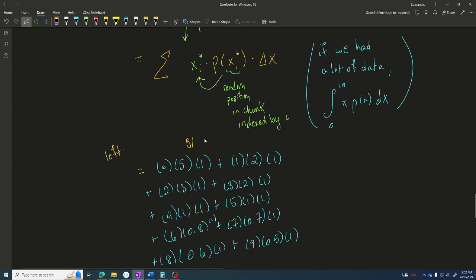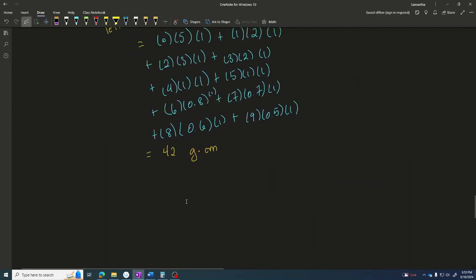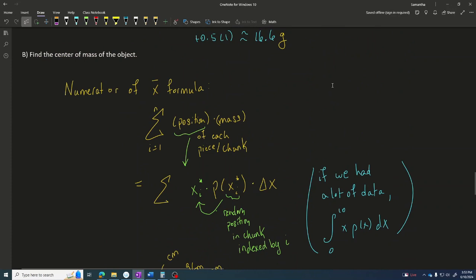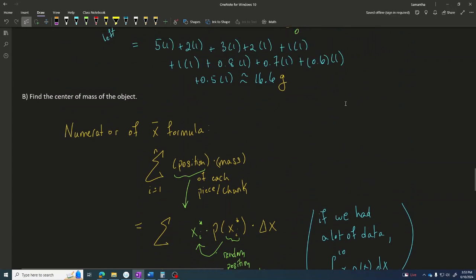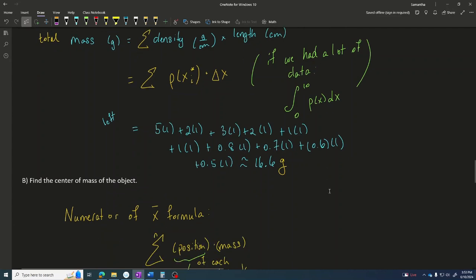And for the record, because this density is in units of grams per centimeter, and this delta x is in centimeters, and this position on the left side is also in centimeters, this 42 would have somewhat wacky units of grams times centimeters. So now this 42 gives us the numerator of the center of mass formula, representing the sum of positions times masses. The answer to part A, the total mass of the object, which we estimated to be 16.6 grams, represents the denominator of the center of mass formula.